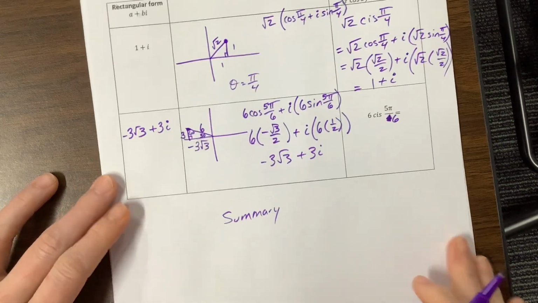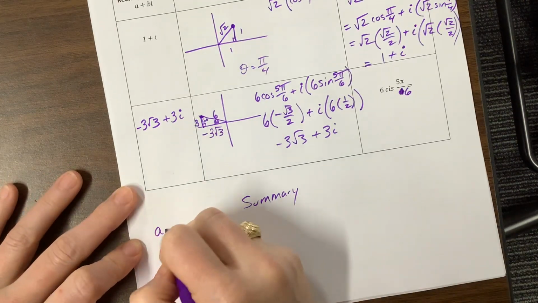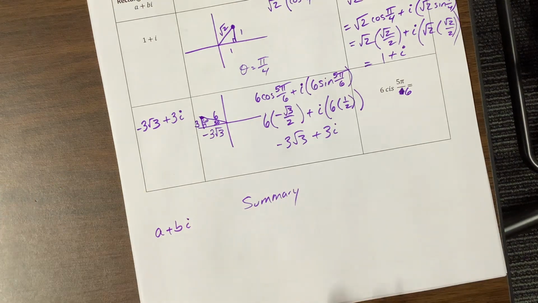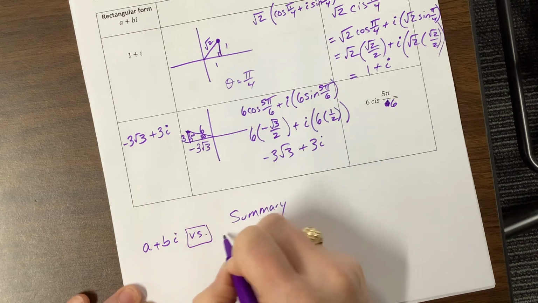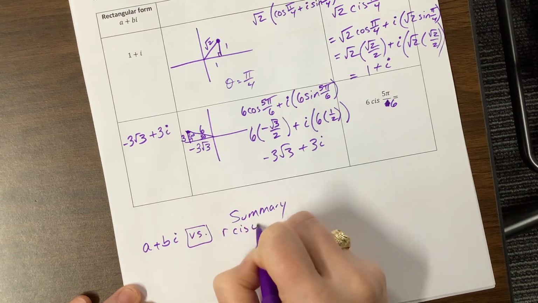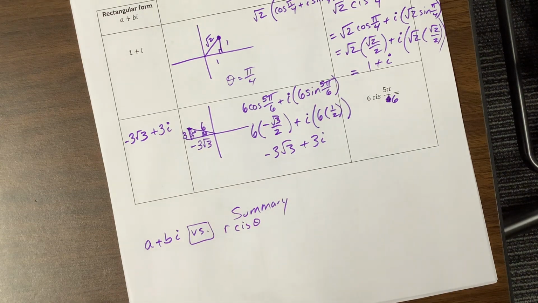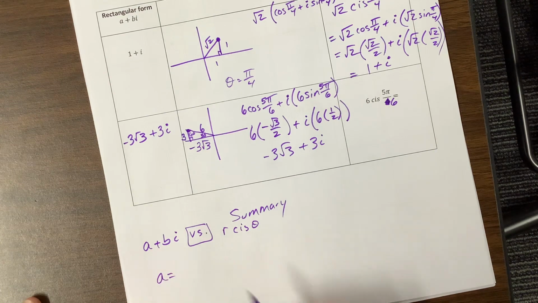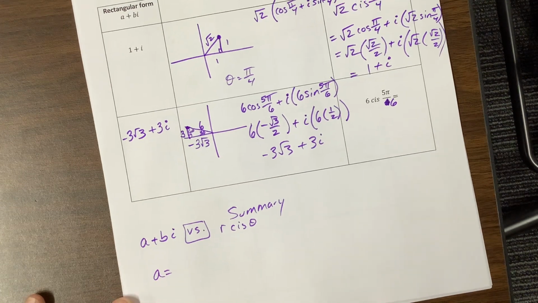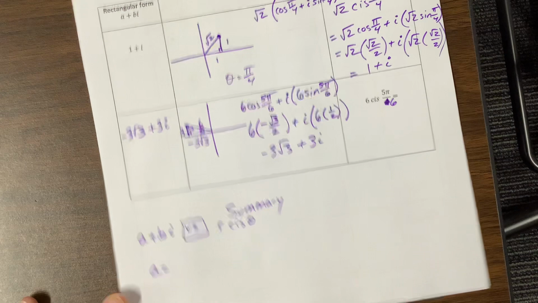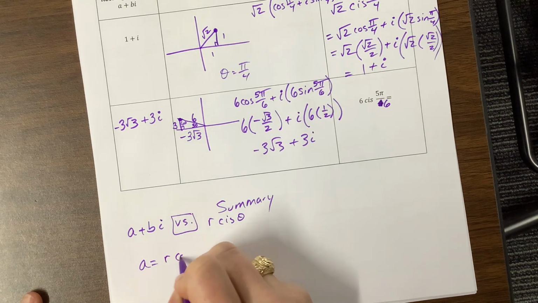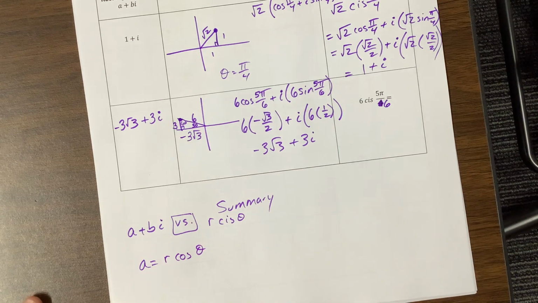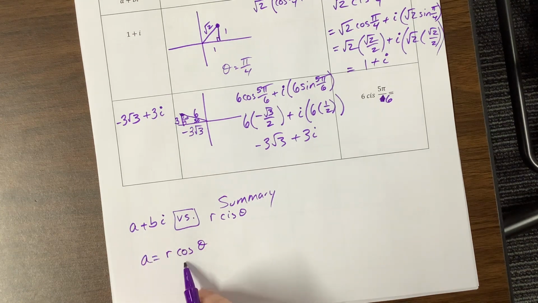Okay, so in summary, if I have a plus bi, and I'm comparing that versus r cis theta, I didn't save myself enough space, but there you go. A would be equal to the x component. Well, x always ends up being r cosine theta. That's the a part.